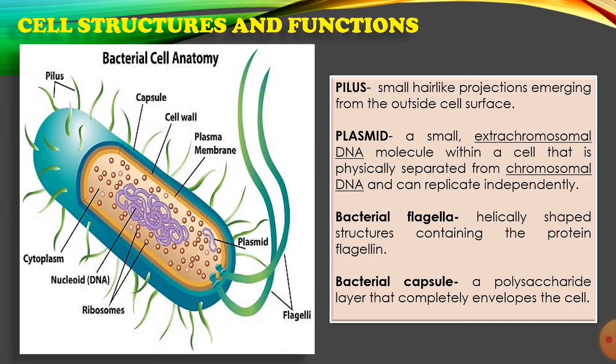What does the pilus do in the bacterial cell? Pili are often hair-like protein structures that extend from the bacterial cell envelope for a distance of up to 2 micrometers. They function to attach the cells to surfaces.